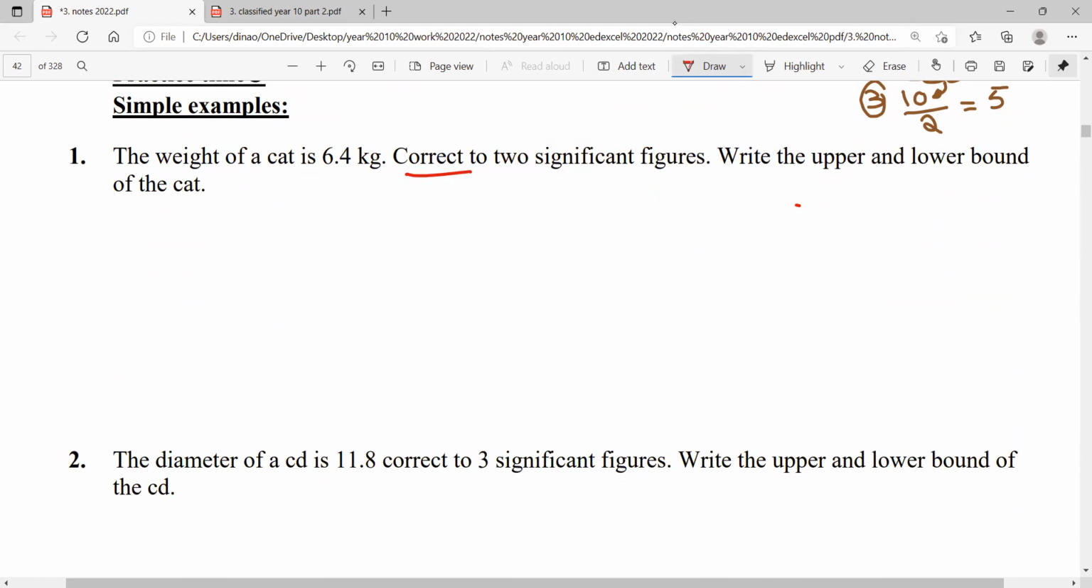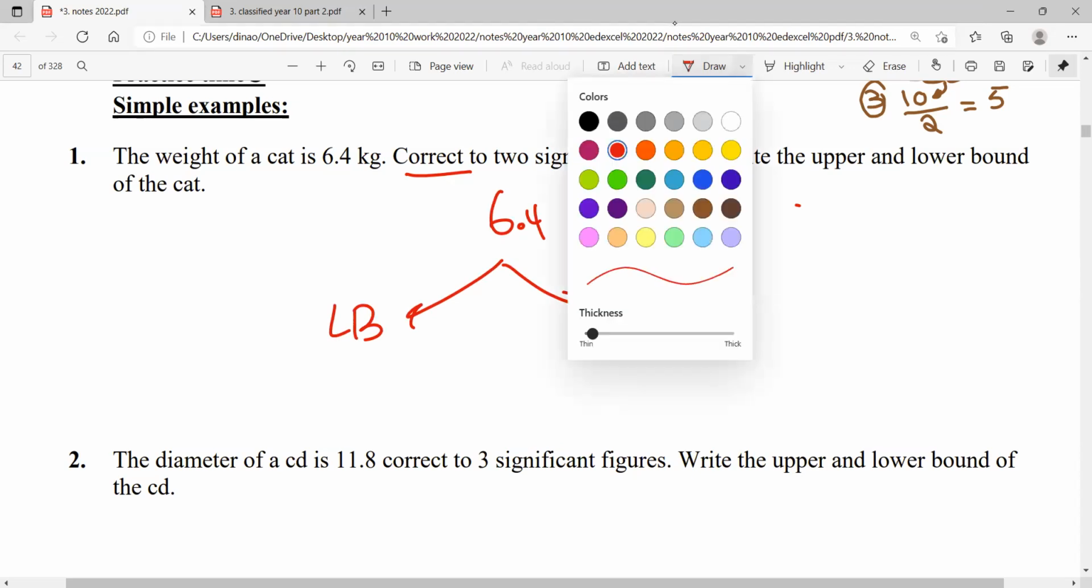Of course here it says the weight of the cat is 6.4 corrected to two significant figures. Again, what does that mean? It means the cat looks like this, 6.4 kilograms. This cat could weigh less, could weigh more. What is the maximum weight the cat could be? What is the minimum weight the cat could be? So this is not the real weight of the cat, it's an approximate weight. Okay? Of course in the question it says find the upper bound, find the lower bound. Meaning what's the maximum weight the cat could be? What is the minimum weight the cat could be?